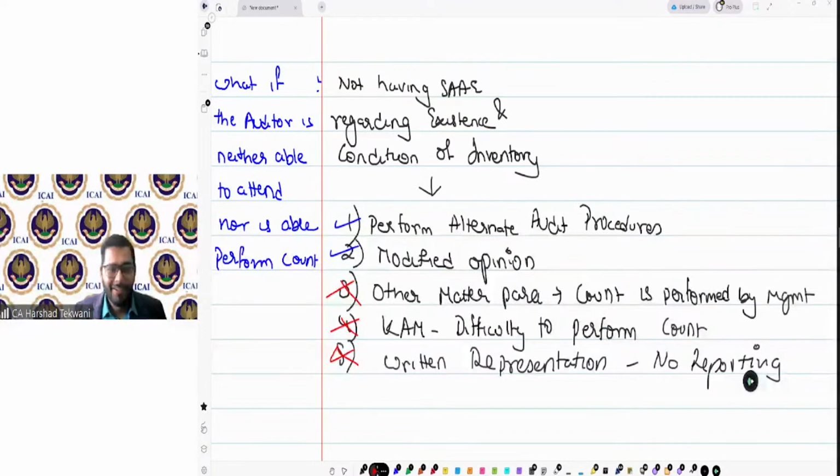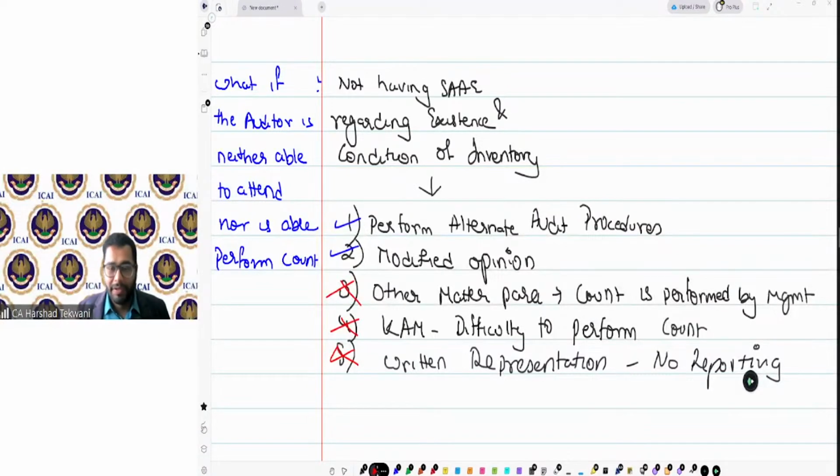Amazing audit, correct? No, I cannot do that, because at the end, it's my responsibility to issue the opinion. I cannot rely upon something being performed by the management. The financial statements are prepared by management, and I'm asking them to audit them? They would be reviewing their own work and issuing an opinion on their own work. That is incorrect. So an other matter paragraph is not correct.